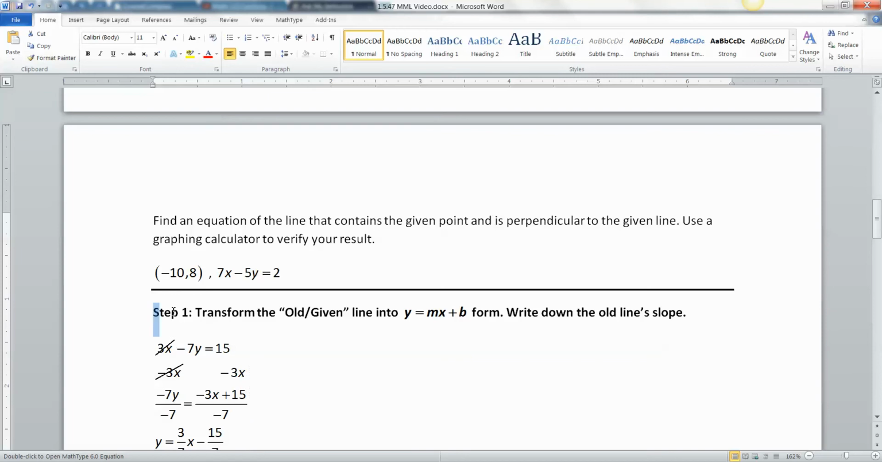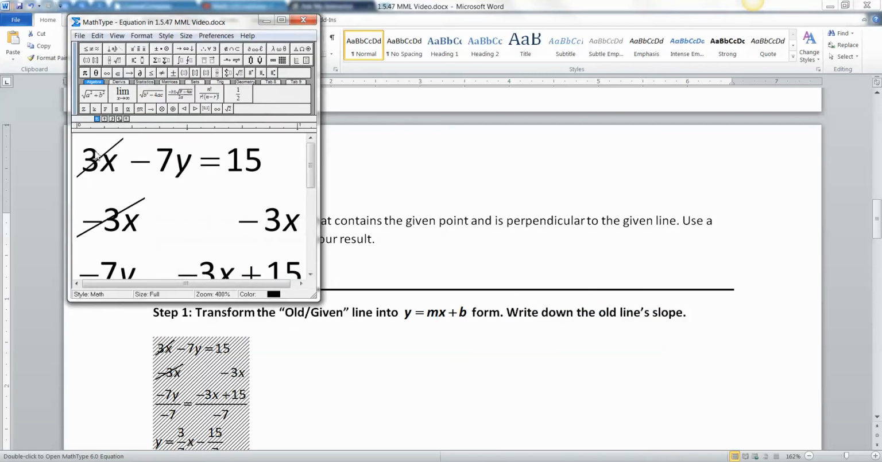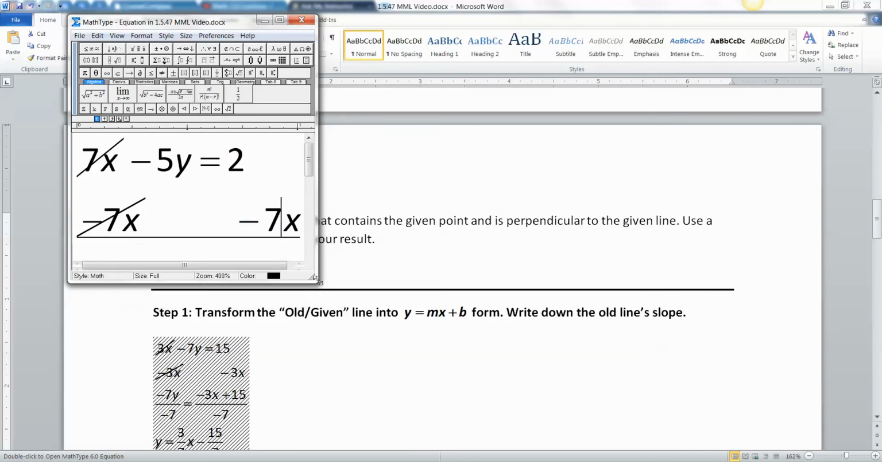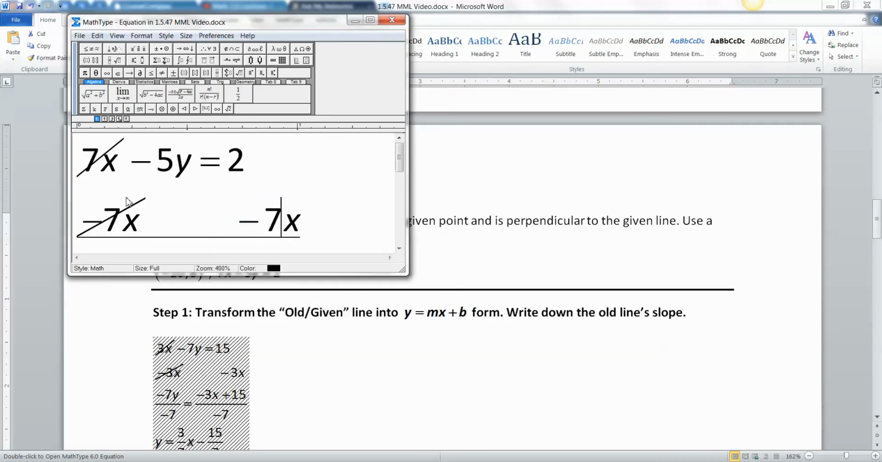So the first thing you're going to do, just like the old one, is transform the old line into y equals mx plus b form, and write down the old line's slope. All right. So it was 7x minus 5y equals 2. You want to get the y part by itself, so you're going to subtract 7x from both sides, just like that, right? Because you want to get the x out of there. You want it to just be -5y.